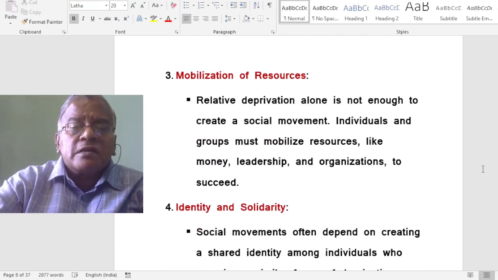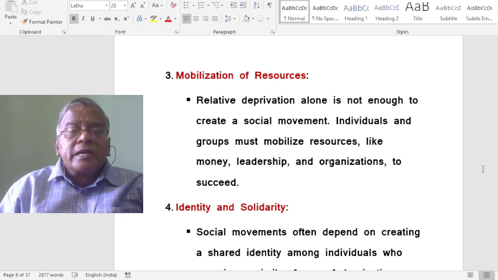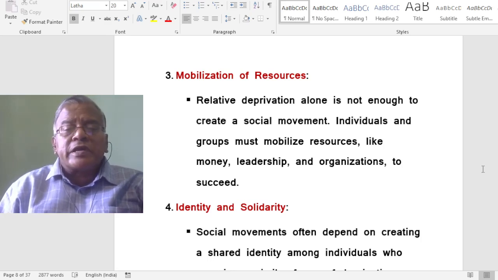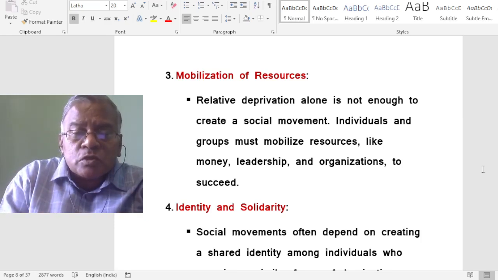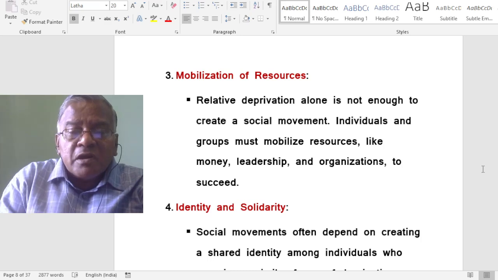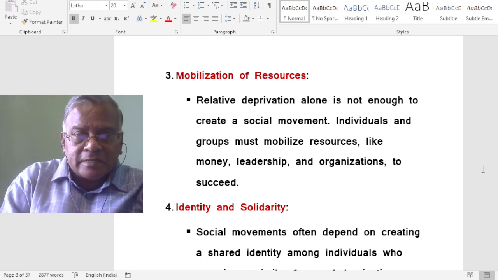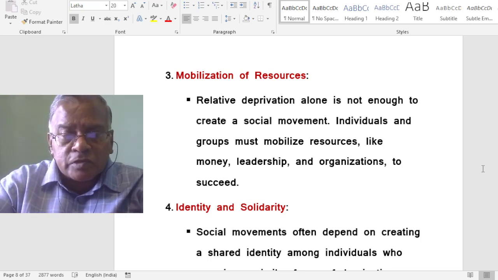Then mobilization of resources. Relative deprivation alone is not enough to create a social movement. Individuals and groups must mobilize resources like money, leadership, and organizations to succeed. That is called mobilization of resources.